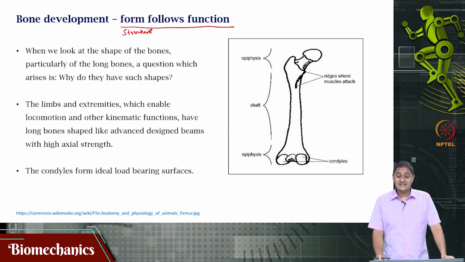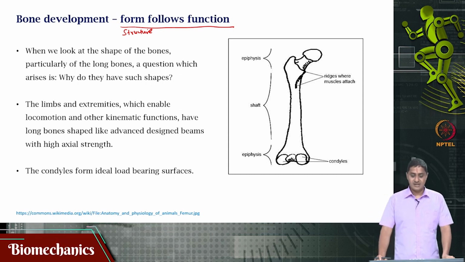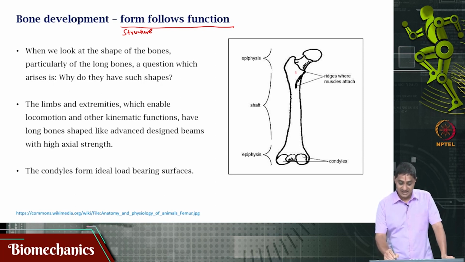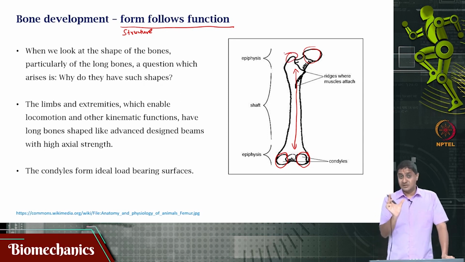So, there is a necessity to have advanced designs like beams with high axial strength, so it can take a lot of stress or a lot of load in this direction. And these regions, the condyles where it is connecting to other bones, are the major load bearing surfaces. These are going to be really strong, that they are going to take load from the top and then pass it on to the next lower segment. So, these are the ideal load bearing segments.